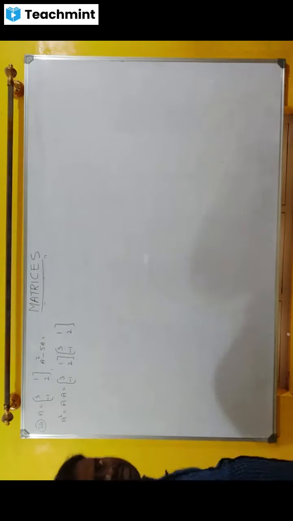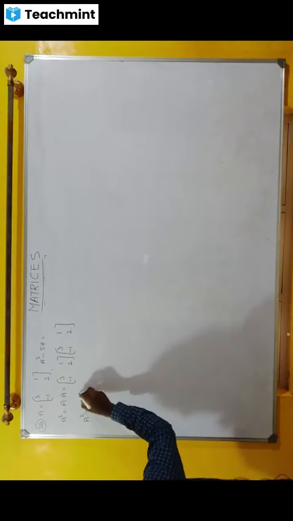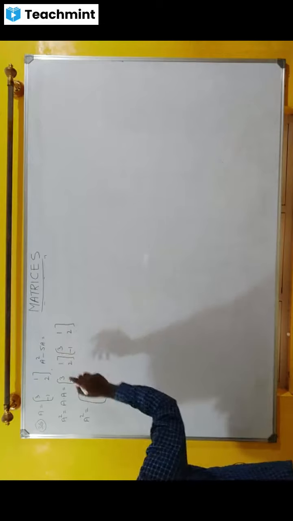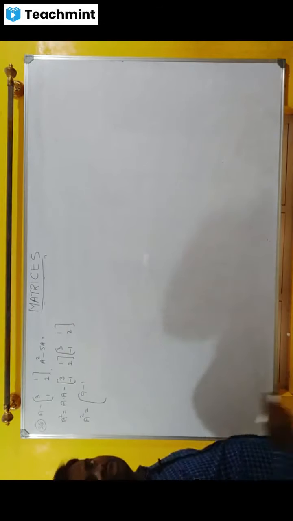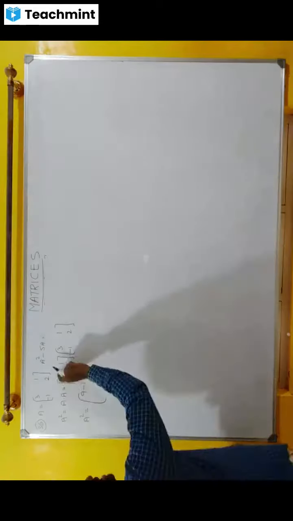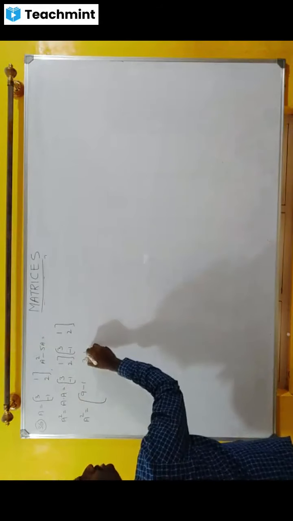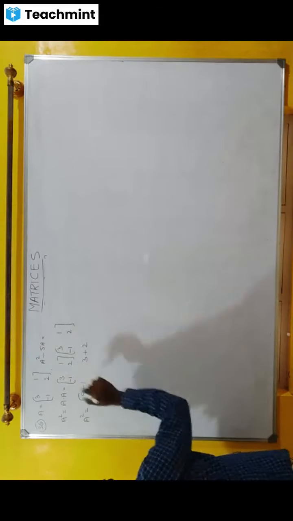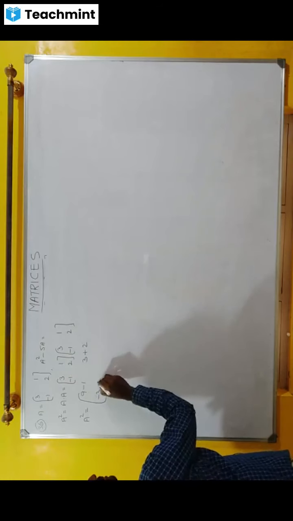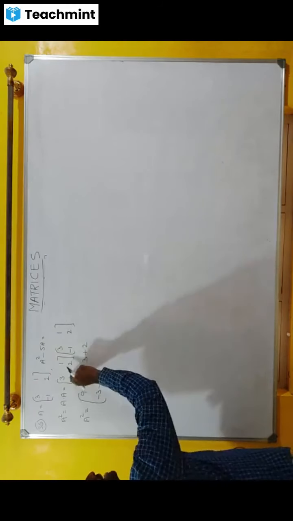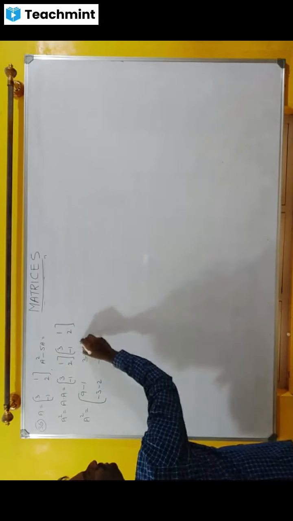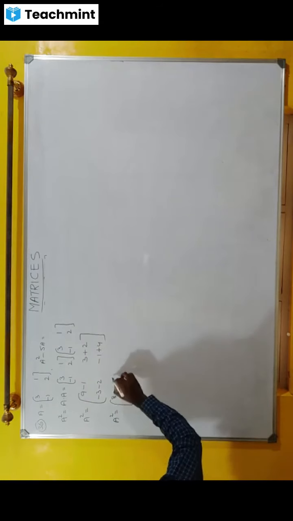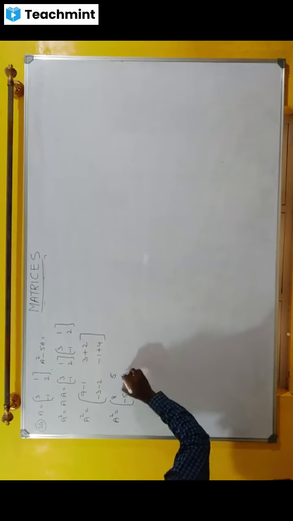Both are the same matrices. Okay? Then A square equals, how to multiply row into column? First row, first column: 3 times 3 is 9, 1 into minus 1, minus 1. Next, first row, second column: 3 into 1, 3, plus 1 into 2, 2. Next, second row, first column: minus 1 into 3, minus 3, plus 2 into minus 1, minus 2. Second row, second column: minus 1 into 1, minus 1, plus 2 into 2, 2. Then A square equals [8, 5; minus 5, 3].